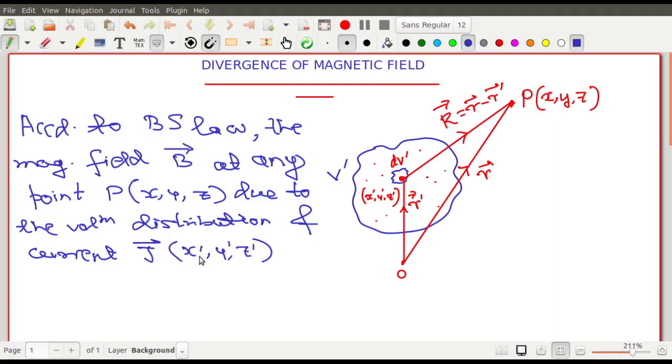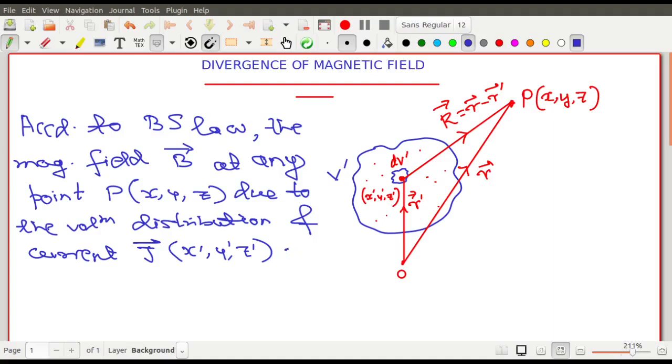Current density, because where is the current? The current is within the blue region, and the blue region is denoted by the dashed coordinate because it is the source. The blue region is the source. Where is the current? The current is within the source. So that is why it is represented by x dash, y dash and z dash. So you should remember that J is a function of the primed coordinates.